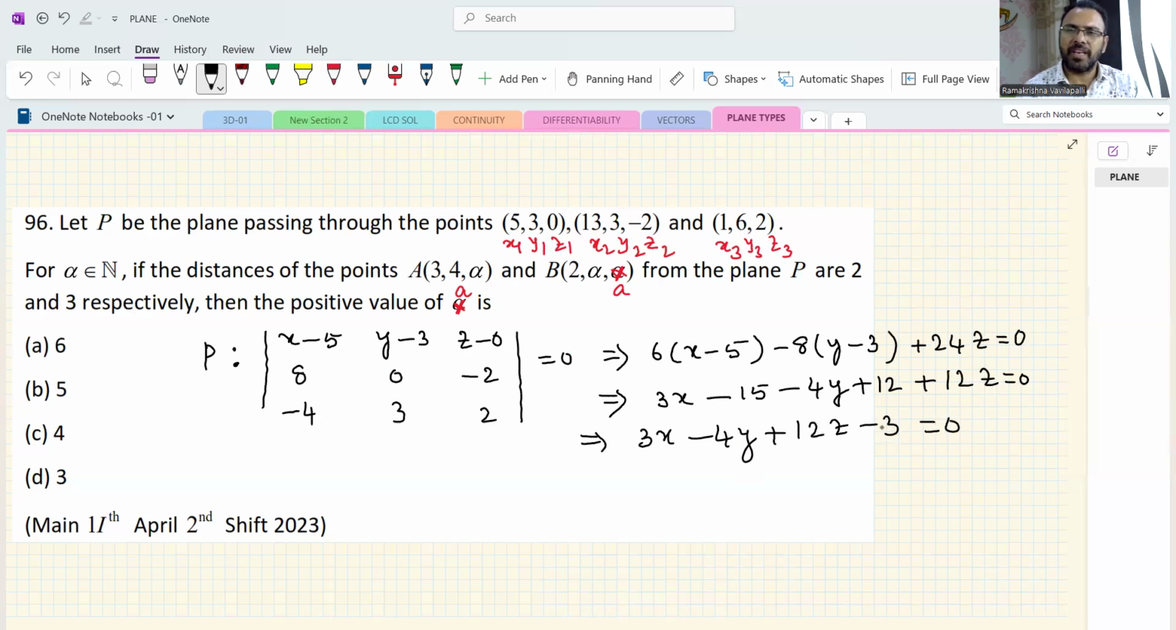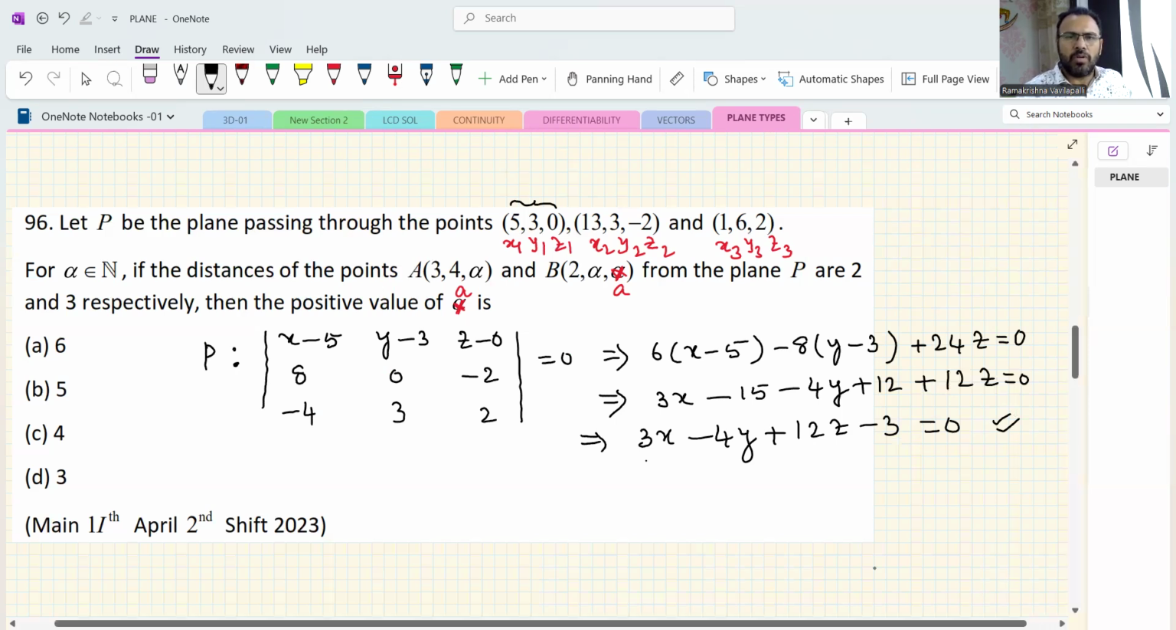We just need to verify whether we got the correct plane or not. For that, you just substitute any one of the 3 points. Let us substitute the first point on the plane, right? 3 into 5, 15, minus 12, 0, minus 3. Yes, it is satisfied. Now the plane is correct.